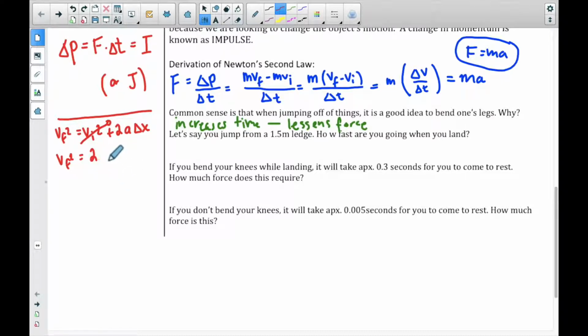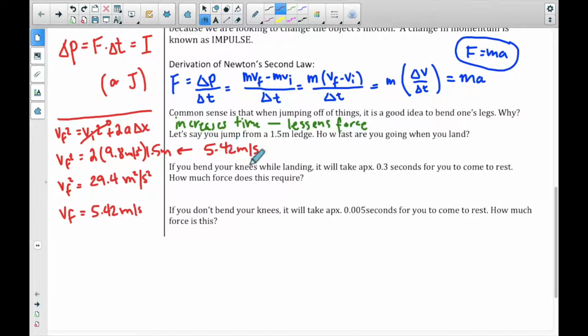So now we have 2 times acceleration. Acceleration is 9.8 meters per second squared, and our delta x is given to us as 1.5 meters. Now we can just calculate that, and I get 29.4 meters squared per second squared. If I take the square root of both sides, I get 5.42 meters per second. So I am going 5.42 meters per second.